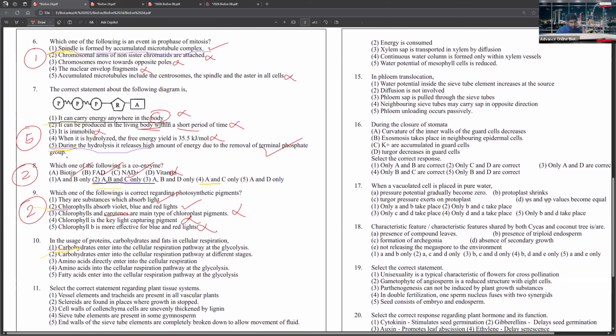Next one, question number 10. So I'll go with the second one for 9. Question number 10, the use of proteins, carbohydrates and fats in cellular respiration. Carbohydrates enter into cellular respiration pathways at glycolysis.